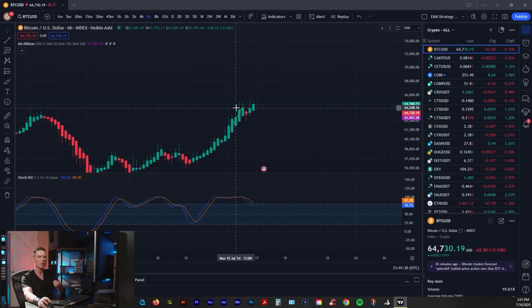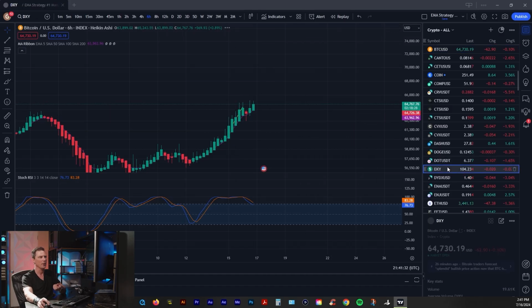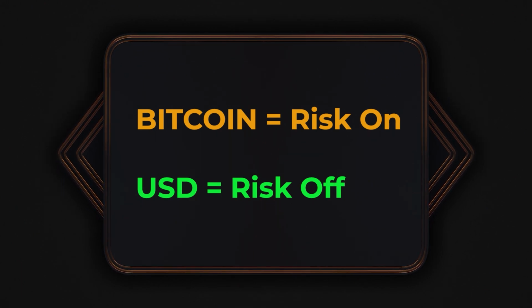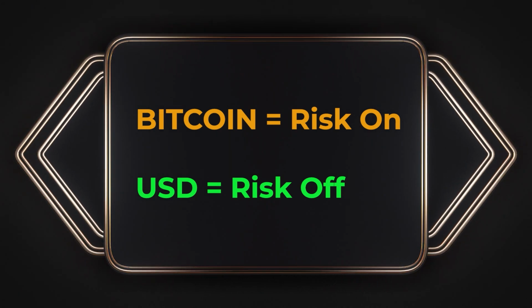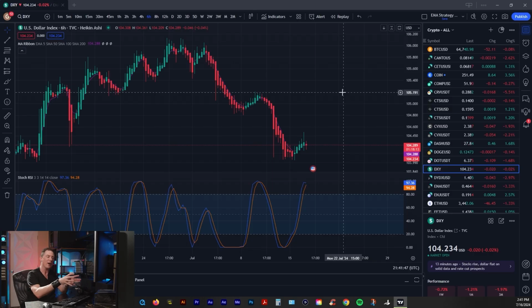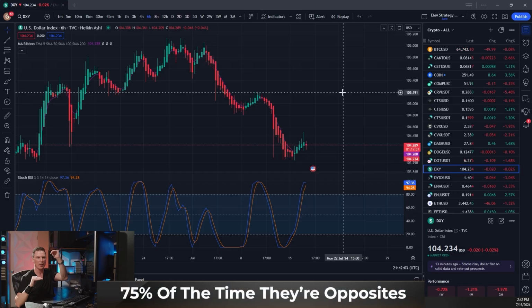Now I want to get you guys familiar with the DXY. The DXY shows you the value of the US dollar. For the most part, Bitcoin, which is a risk on asset, is the opposite of the US dollar, which is a risk off asset. When we are getting out of investments, we're running to the US dollar for safety. So the DXY goes up, the US dollar goes up, and the risk on assets go down. So Bitcoin goes down, the US dollar goes up. The US dollar goes down, that means the money is going into risk on assets, okay?